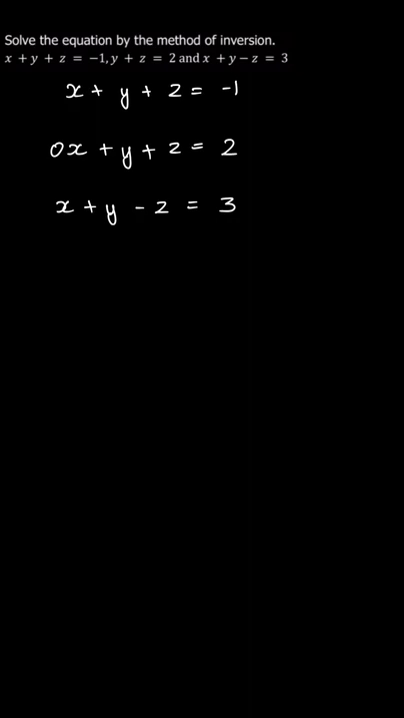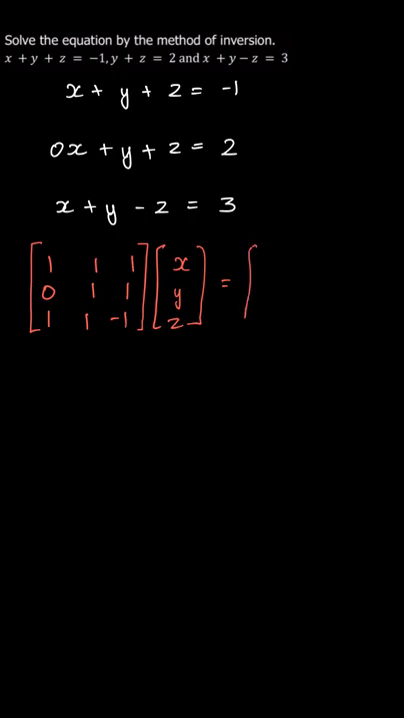Now we will express this in the matrix form. For that we will first consider the coefficients of these expressions. So we have 1, 1, 1 as the coefficients of the first equation, then 0, 1, 1 for the second equation, and then 1, 1, minus 1 for the third equation. Now this is to be multiplied by their variables, which are x, y and z, and the result is equal to minus 1, 2, 3. This is represented by the letter A, this by X, and this by the letter B. So we have AX is equal to B.